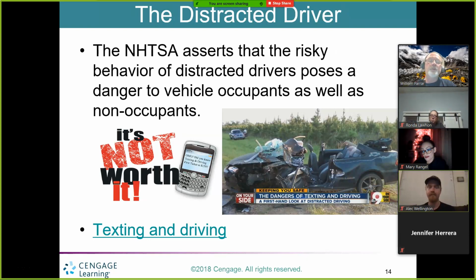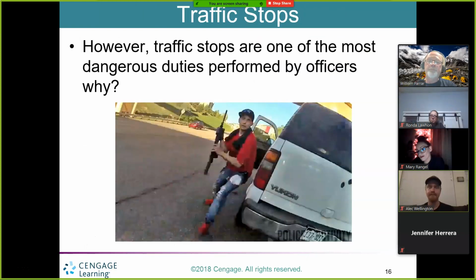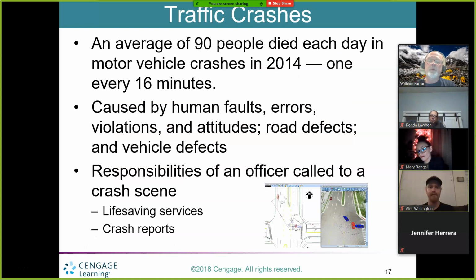Texting and driving, just so you know, is almost as bad as drunk driving right now, as far as fatalities go. So again, if you have a crash and you don't see any items of impairment or alcohol or anything like that, you may want to inquire about whether the person was on their phone. So these are all things just for you to consider. We already know that traffic stops are extremely dangerous.